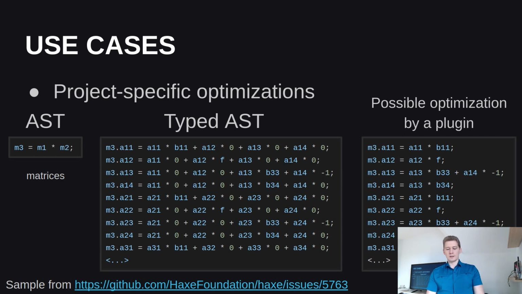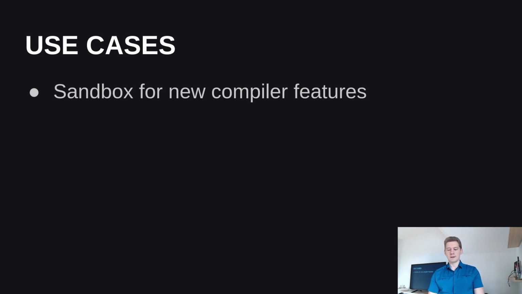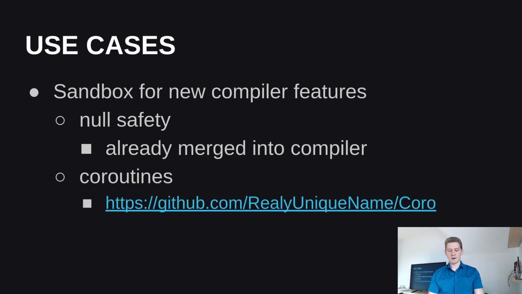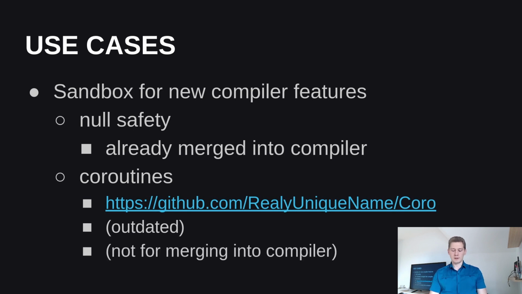As an example of a sandbox for compiler features is null safety, as I mentioned. It's already merged in the compiler. Initially it was built as a plugin, now it's in the compiler. Also, you can imagine coroutines implemented as a plugin. That was already implemented. I built a plugin located here. Unfortunately, it's far outdated now. I just built it to get a better understanding of coroutines and what it will take to implement them in the compiler. Also, my plugin is not to be merged in the compiler, because the implementation is far from what we want to implement in the compiler.